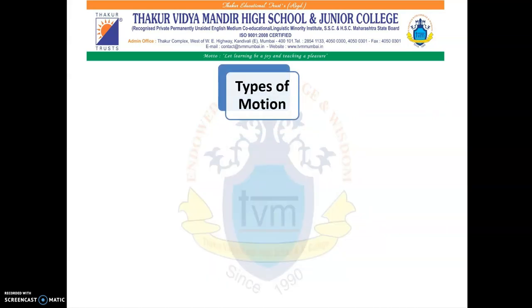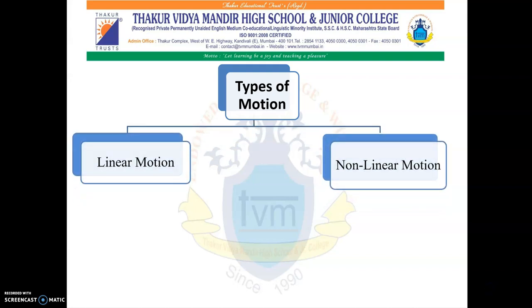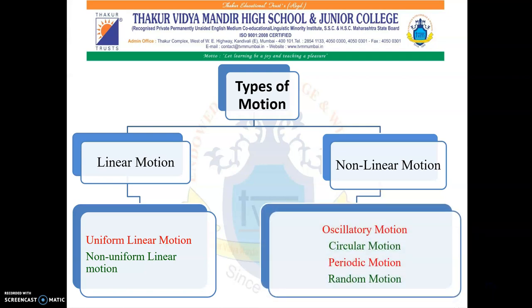There are two types of motion, linear motion and non-linear motion. Linear motion is further divided as uniform linear motion and non-uniform linear motion. And there are four types of non-linear motion: oscillatory motion, circular motion, periodic motion and random motion. Today we are going to discuss linear motion in detail.